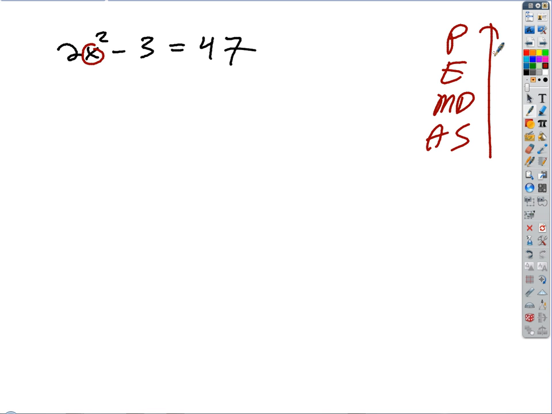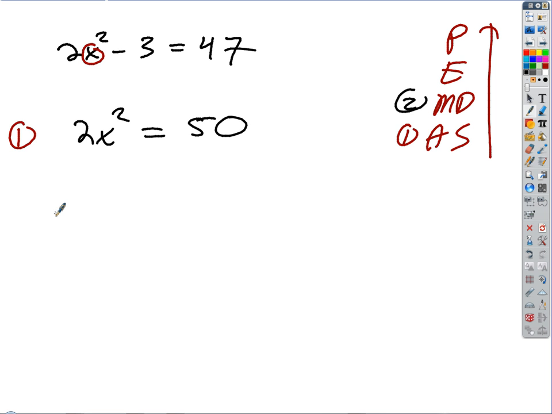Okay, good. So let's go down the list and check those off. Step 1 was add 3 to both sides, right? So we get 2x squared equals 50, right? Step 2, you told me, was multiply, divide. So we're just going to divide each side by 2, right? And I get x squared equals 25. Okay, now what?